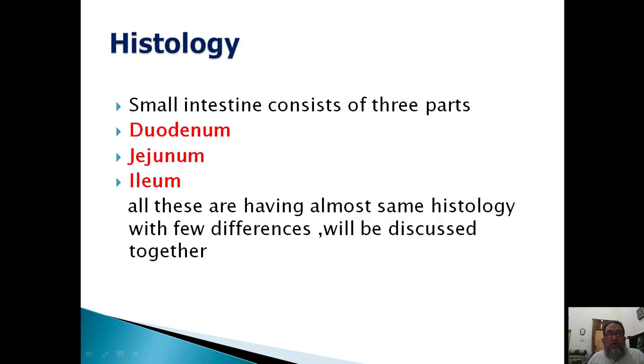Now, histology. The small intestine consists of three parts: duodenum, jejunum, and ileum. All of these have almost the same histology with few differences, and that is why it will be discussed together. Because the three parts have the same histology with few differences, we will not discuss them separately; we will discuss them together, with the differences in later slides.